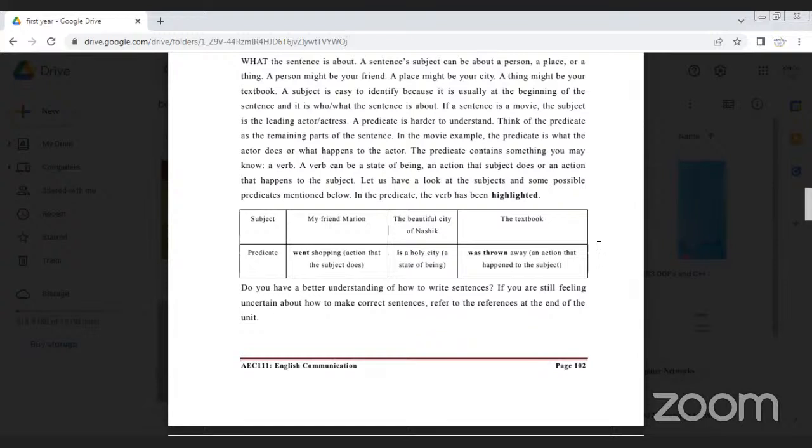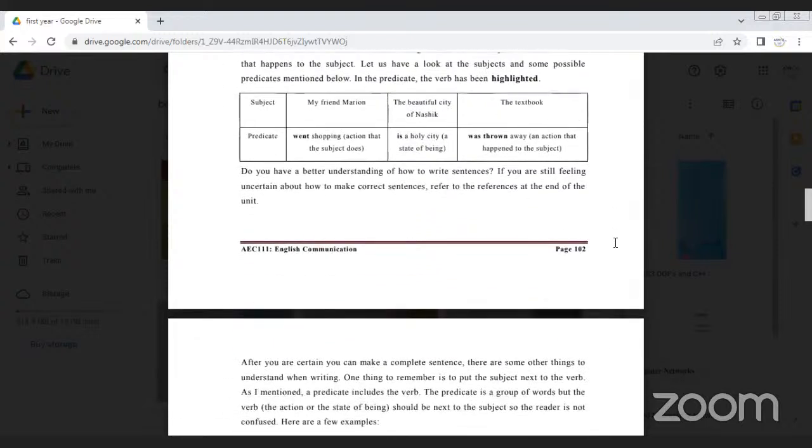The textbook was thrown away. In this sentence, the textbook is the subject and was thrown away is a predicate, meaning an action that happens to the subject. Do you have a better understanding of how to write a sentence? If you are still feeling uncertain about how to make a correct sentence, refer to the references at the end of the unit.